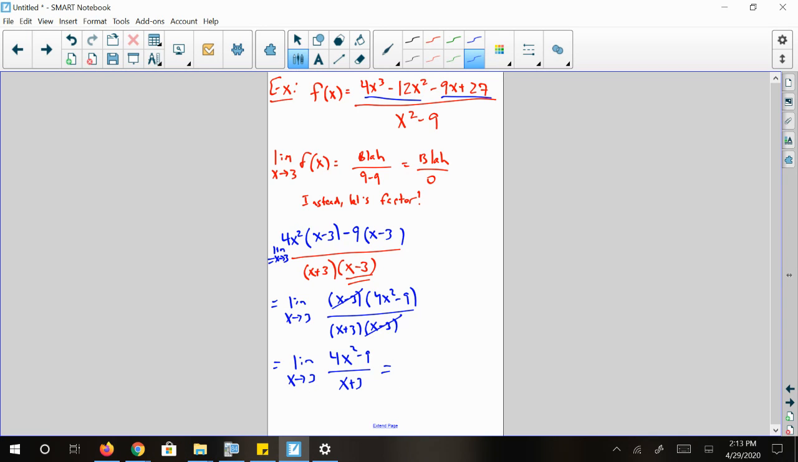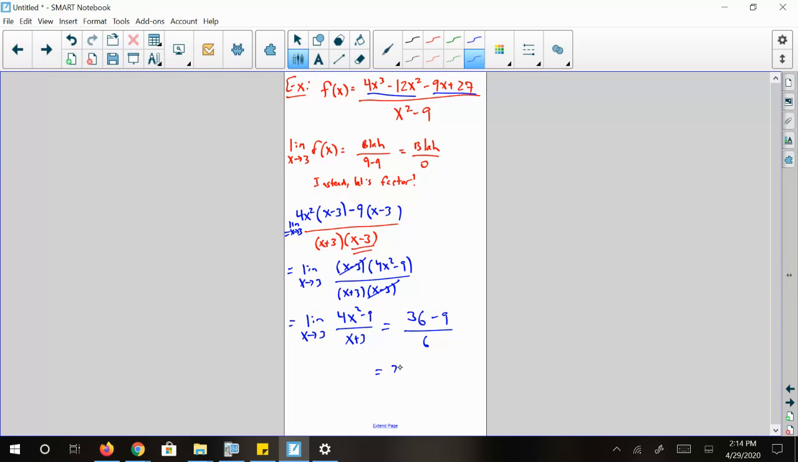This is the only step where you don't need to write that limit part. Once you actually start directly substituting, it is not necessary anymore for me to write this down. So we'll have 36 minus 9. And then on the bottom, 3 plus 3 is 6. So I have 27 over 6. Both of these are divisible by 3, so 27 divided by 3 is 9 and 6 divided by 3 is 2. So my final answer here, the limit as x approaches 3 of this giant function is 9/2.